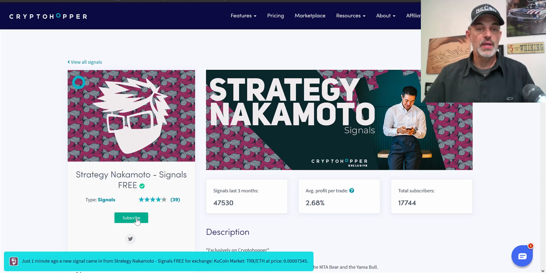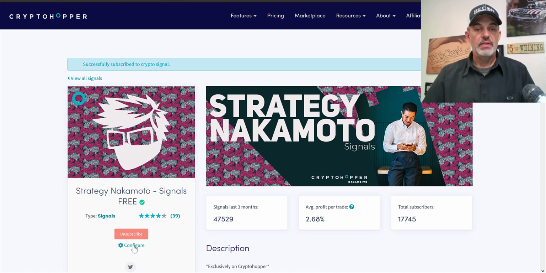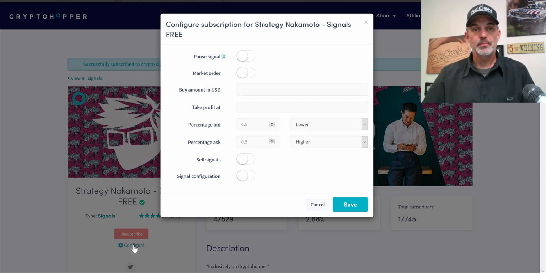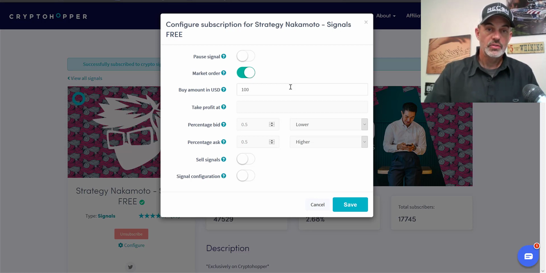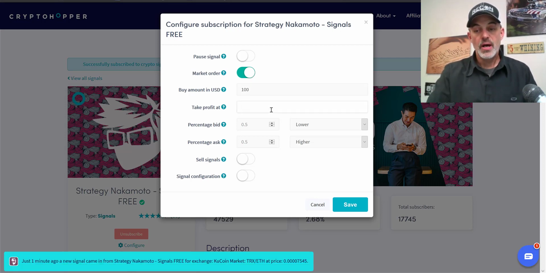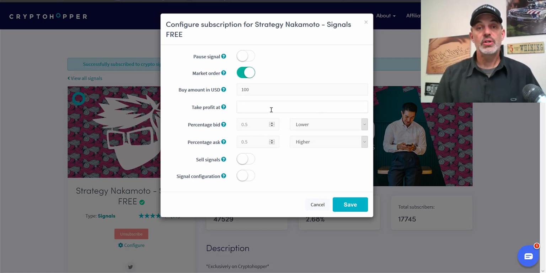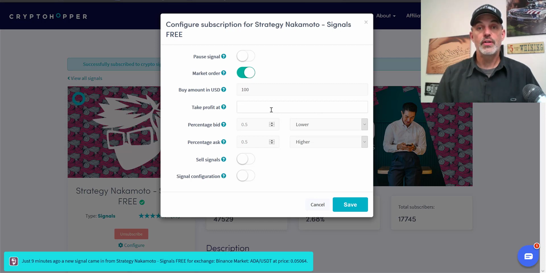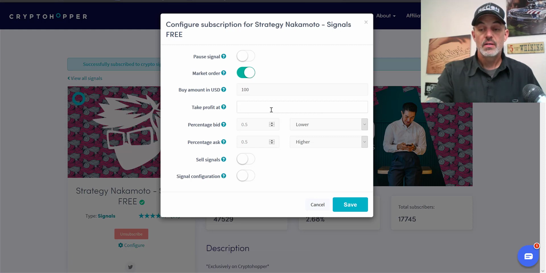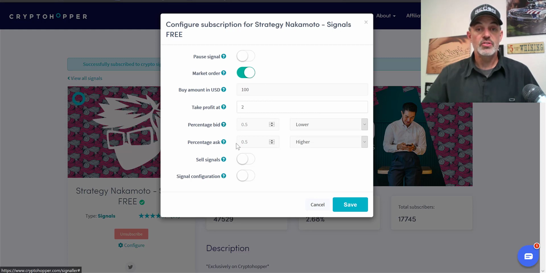And then once we get to the page, we subscribe. And now we have the option to configure. And we don't want to pause the signal. We want market orders. The buy amount is going to be $100. We're going to take profit. And again, this one is working off of the sell strategy of signals. So that's going to be 2%. And we're doing market orders, so none of the percentage ask higher or lower is going to apply.